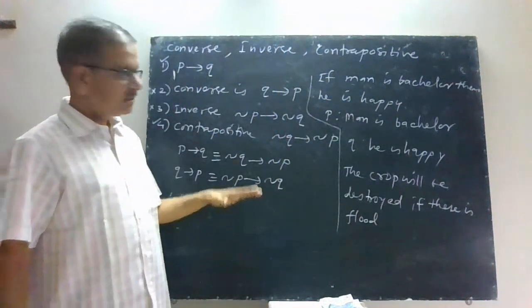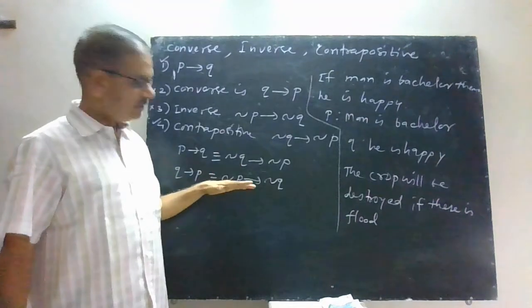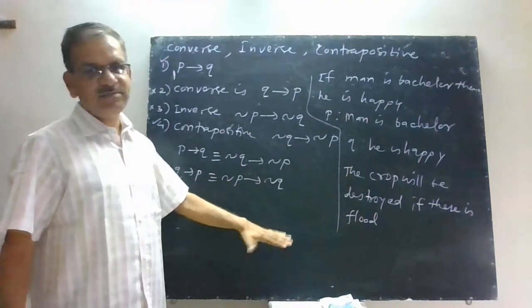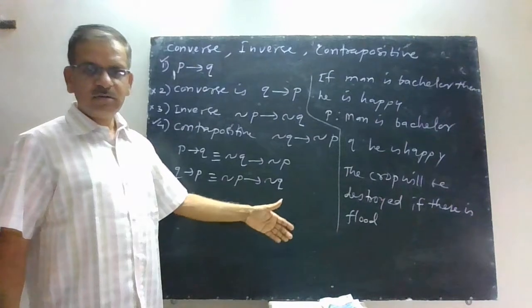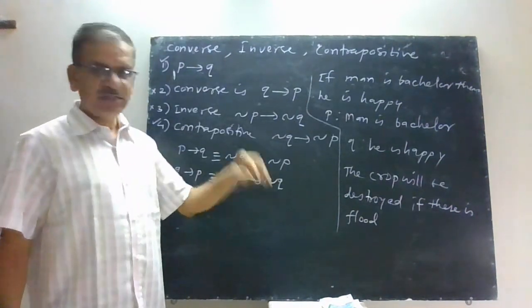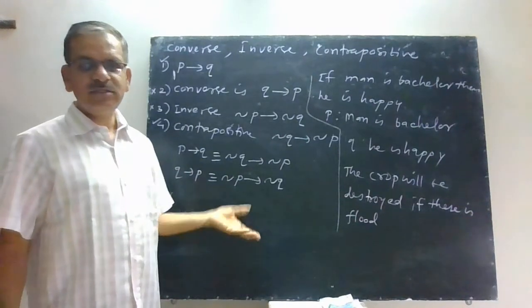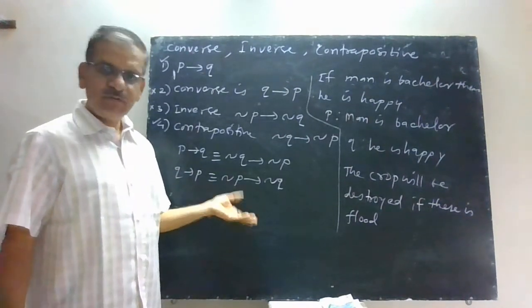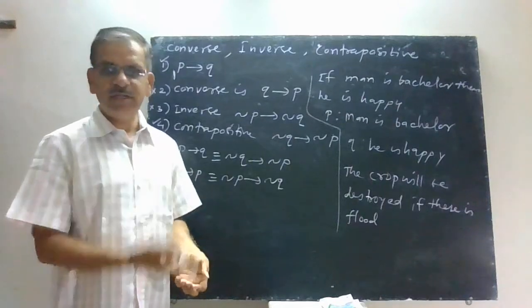For commerce and for science, almost the topic up to this is the same. Only for commerce students, one more small topic is added, that is Venn diagram, and for science students it is circuit diagram. We'll see that part in the last lecture later on.